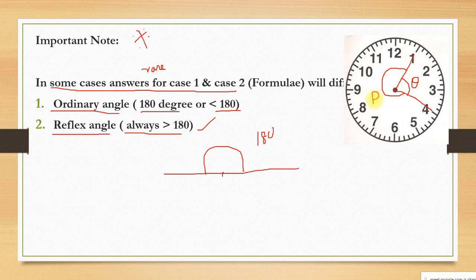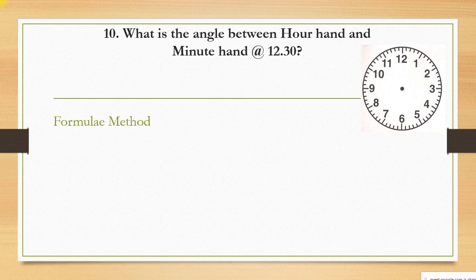I repeat again, if the time is 120, the angle between this 1 and 4 is called an ordinary angle, and the opposite to that is called a reflex angle. So this is a very important note.